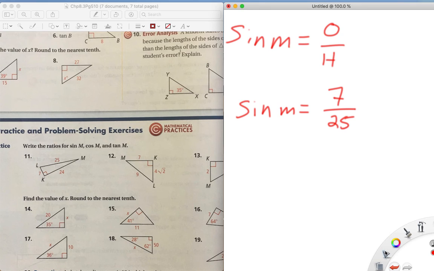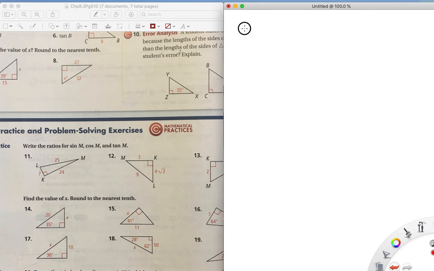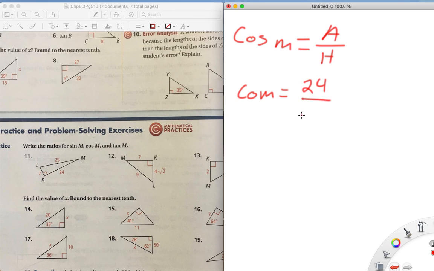When we talk about cosine of m, that's the C, right? And that's going to be adjacent over hypotenuse. And what is adjacent to m? Adjacent to angle m is 24. It's touching it, and it's the leg. That is adjacent. And the hypotenuse in this case is always going to be 25. So the trigonometric ratio for cosine of m is going to be 24 over 25.